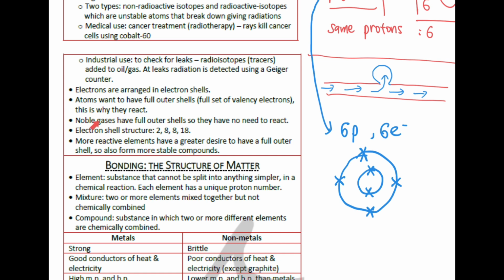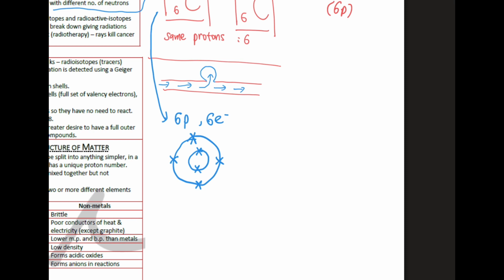Okay, now let's see more information. Atoms want to have a full outer shell, a full set of valence electrons. This is why they react. They try to explain why chemical reactions happen. Chemical reactions happen so that the atoms will eventually have full sets of valence electrons. Which means what? Let me give one example. Let's say sodium.